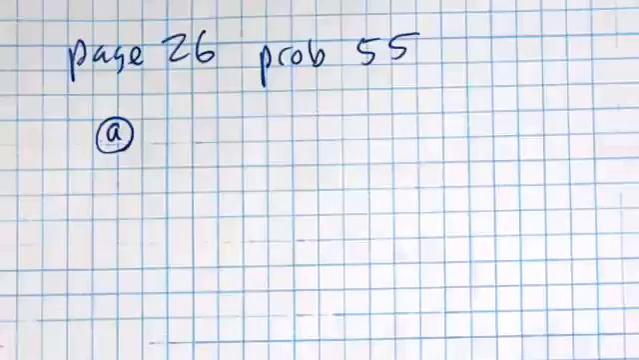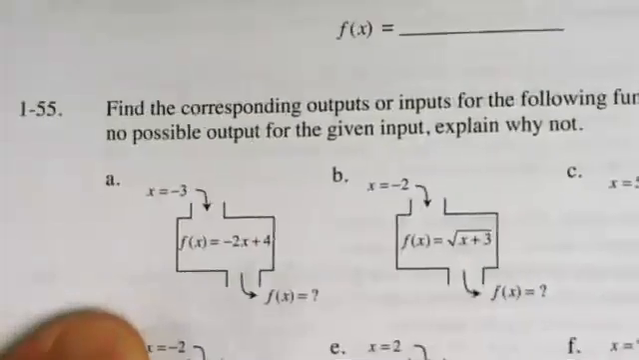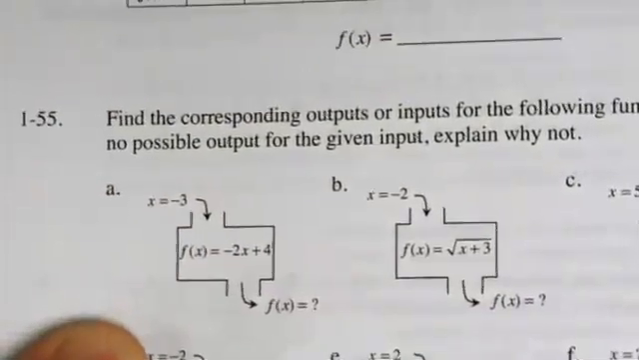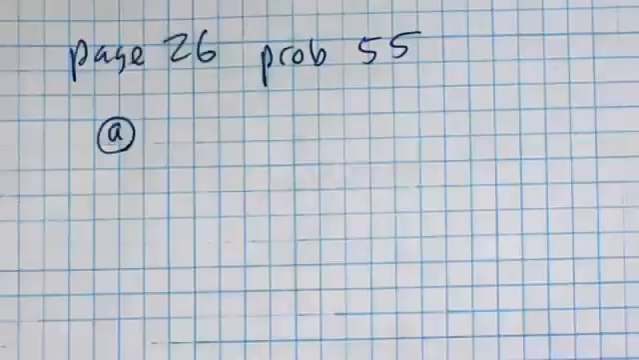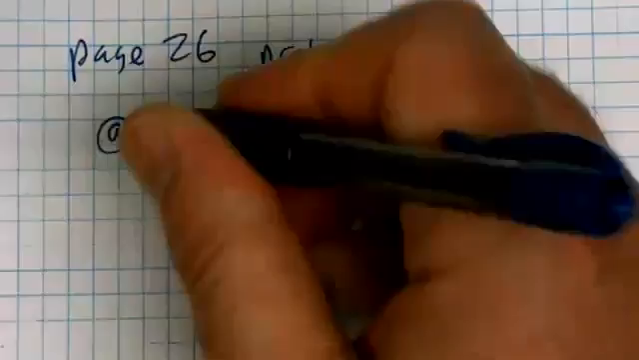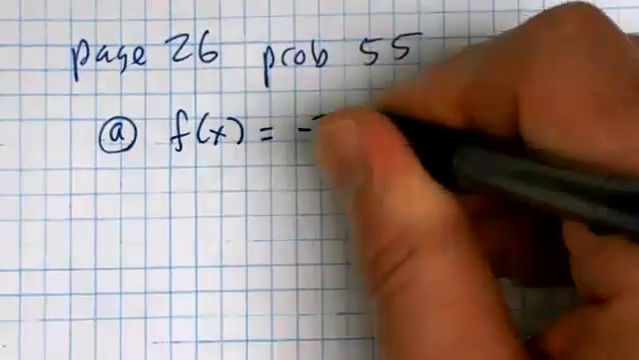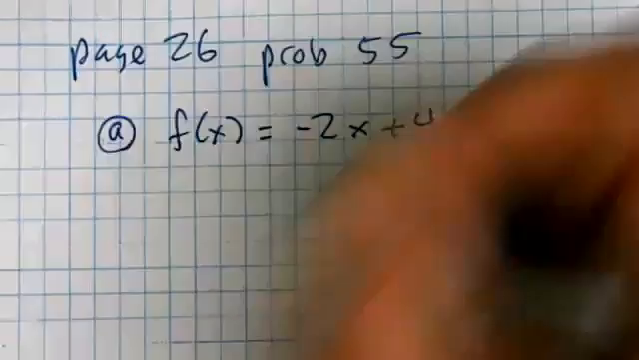Now, they're going to give you kind of a big old function machine looking thing. Arrow going in, arrow coming out. You don't have to write all that. I'm going to show you what you need to write for part A. Just go ahead and write down what it says the equation is. f of x equals negative 2x plus 4. That's what it says inside the machine for part A.